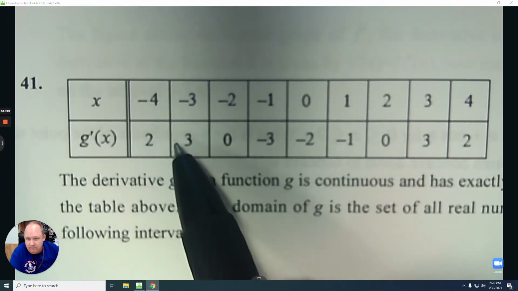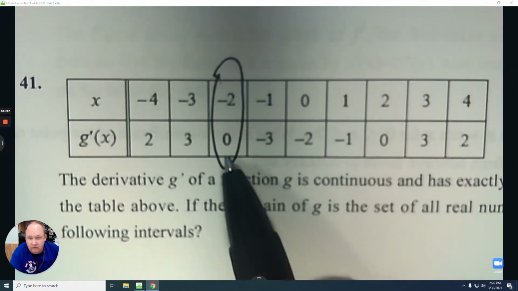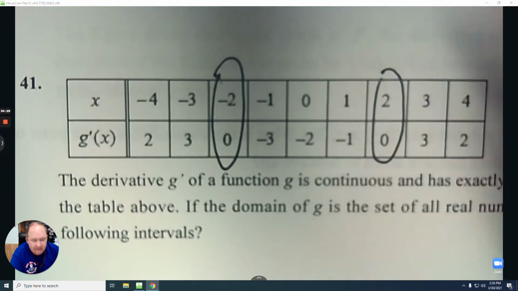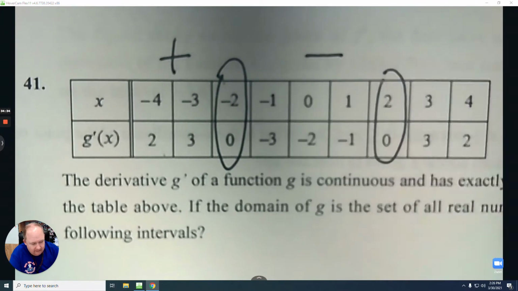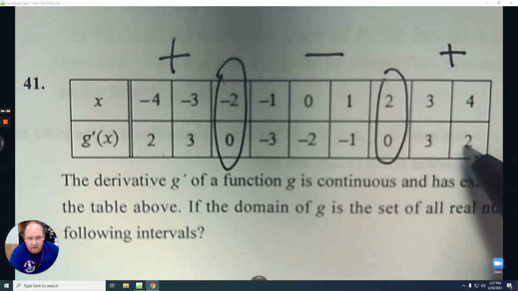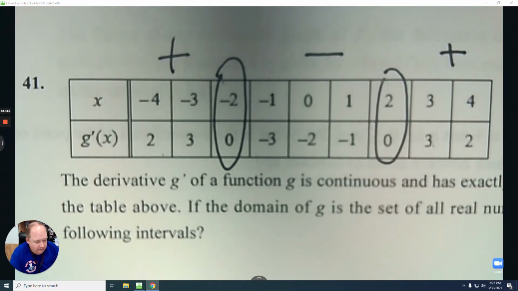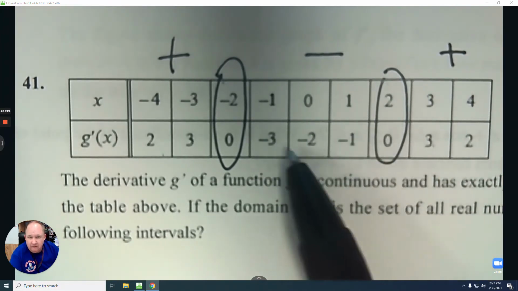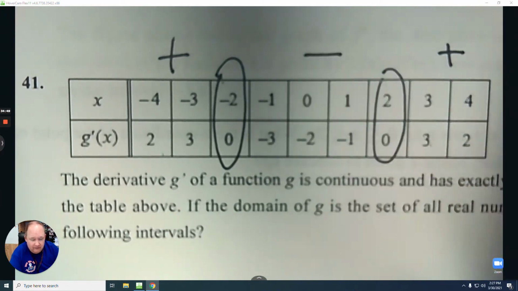It goes positive, positive, 0. Remember, there's only 2 zeros, and then the other one is 0 here. So if I look carefully, the derivative is positive, then it's negative, and then it's positive, only looking at the y values, or the derivative values. And so when it says g is decreasing on which of the following intervals, you can see it's decreasing from negative 2 to positive 2. That's where it's negative. So the answer is A.